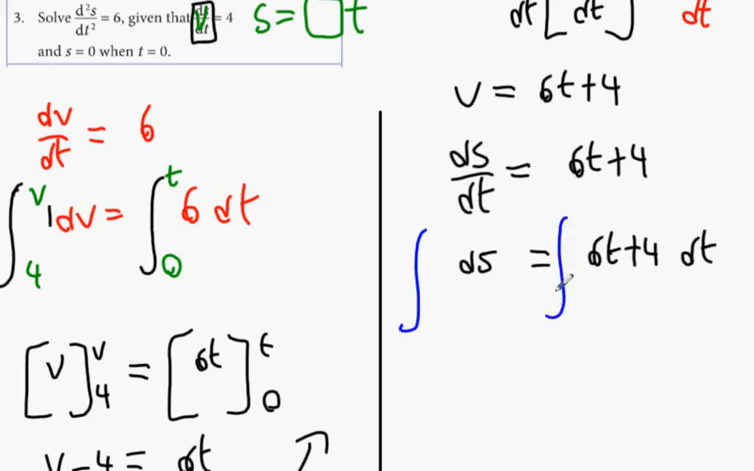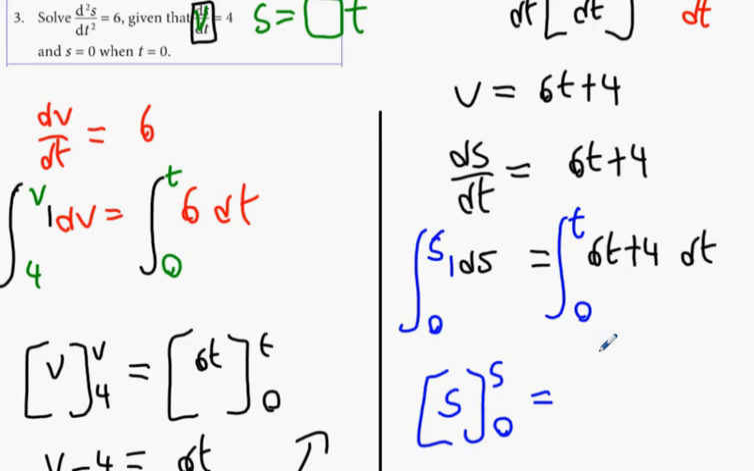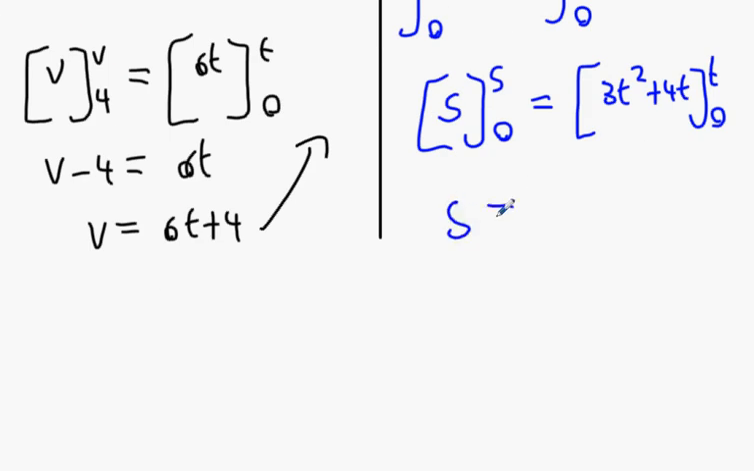integrate both sides. When s is 0, t is 0. Integrate. S is going from s to 0, and then it's going to be 3t squared plus 4t from t to 0. And the zeros don't matter, so it's just going to be s equals 3t squared plus 4t. They're alright, aren't they? Okay, I'll try 5, it's a bit harder.